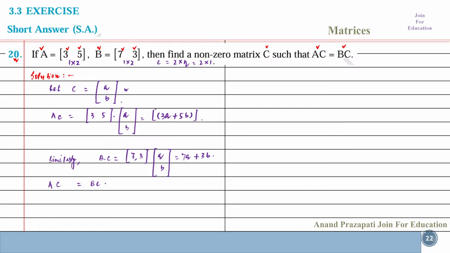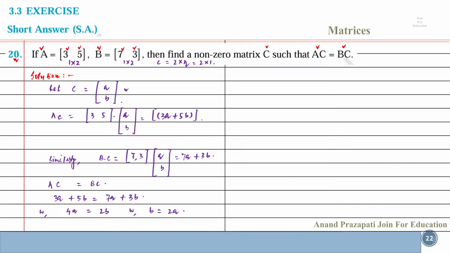BC. Therefore 3a plus 5b equal to 7a plus 3b. Or here will be 4a equal to 2b. Or b equal to 2a.